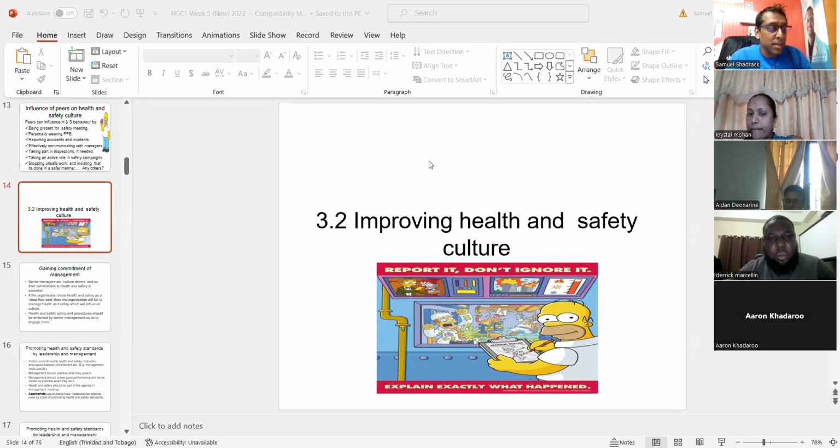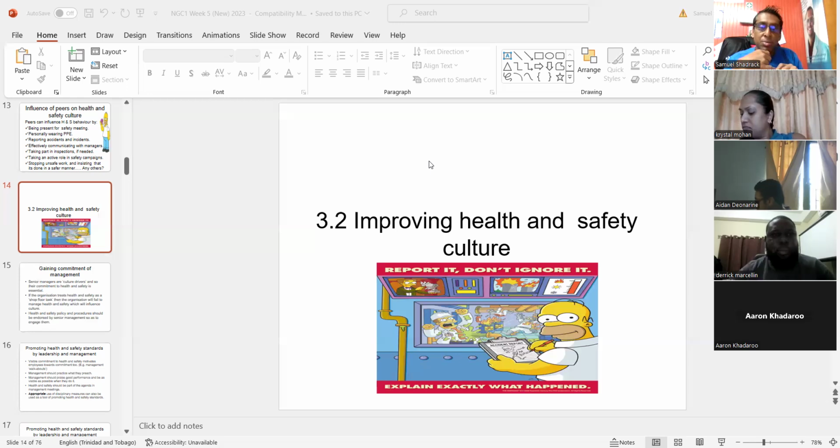All right, so we'll continue right there then, which is 3.2, page 7 in the textbook. Let me just teach it and I'll tie in some stuff at the end. So improving health and safety culture is the heading in your textbook, 3.2. We have a picture here, report it, don't ignore it. Explain exactly what happens. I'll come back to that picture just now.